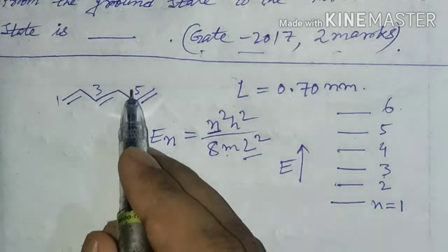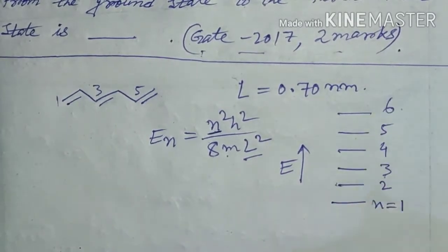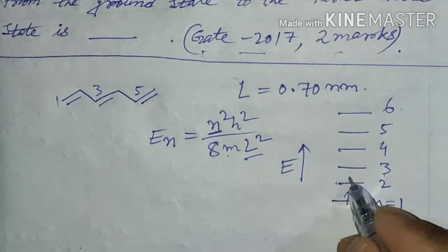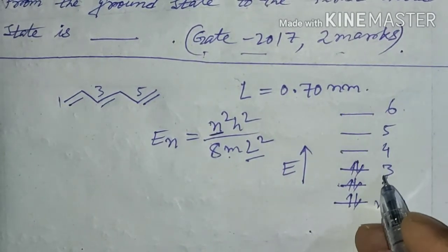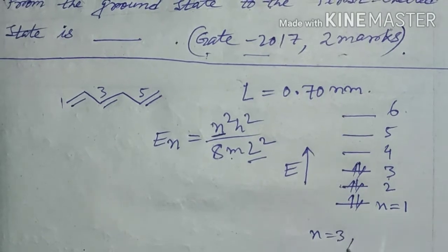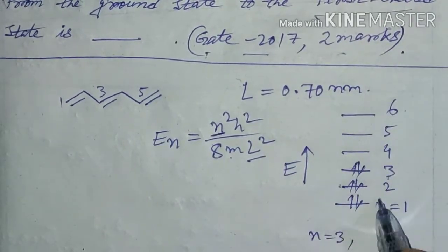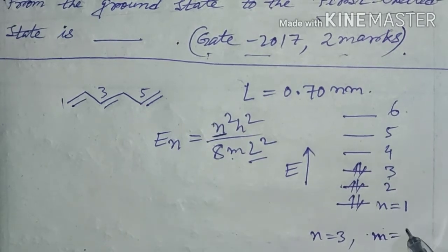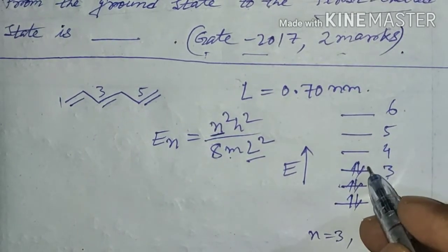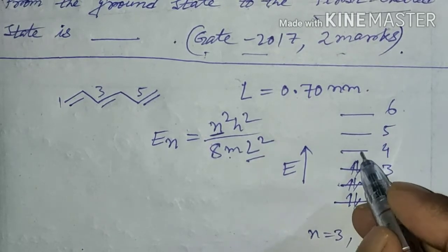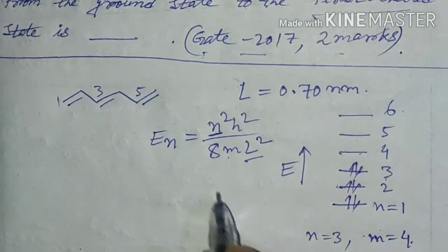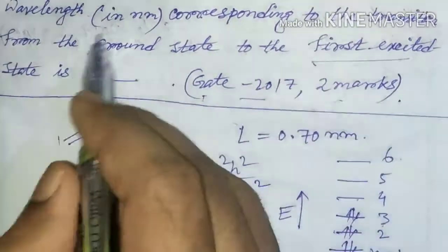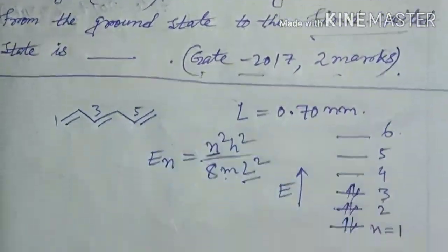Since there are 6 carbon atoms, there will be 6 energy states, and in 1,3,5-hexatriene there are 6 electrons, so the n value for the ground state is equal to 3, and for the first excited state it is equal to 4. The electrons are excited from n equal to 3 to n equal to 4. If we put the values here, we can calculate the corresponding wavelength for this electronic transition.